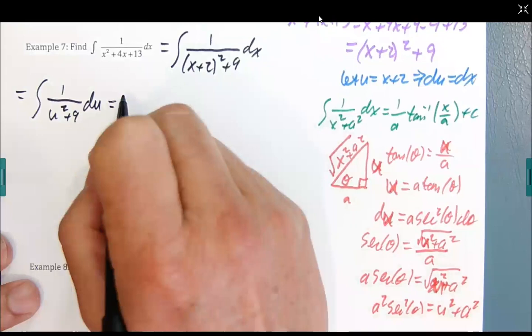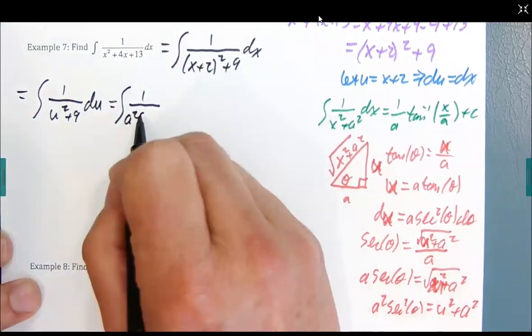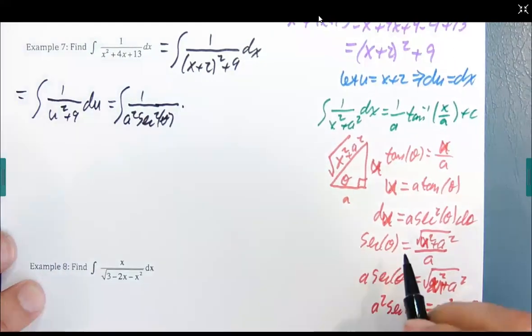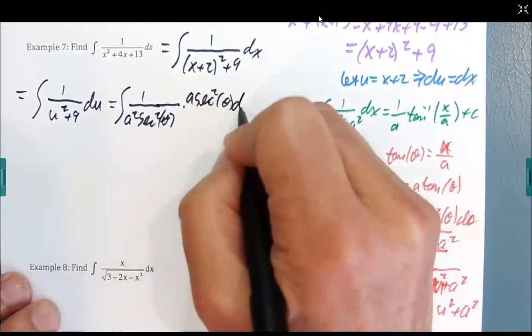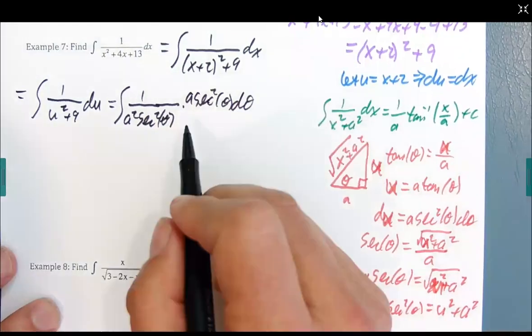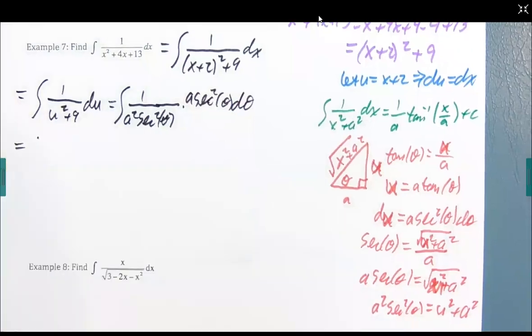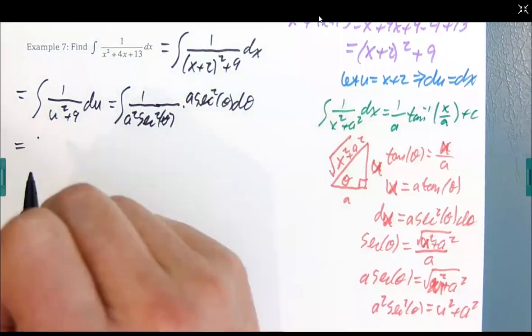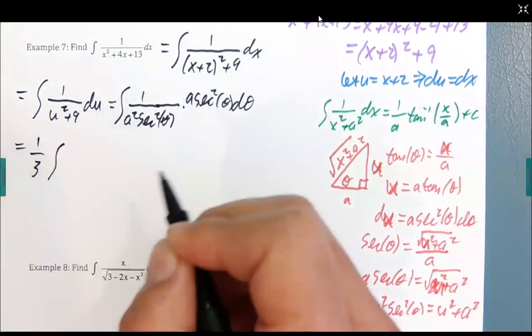This becomes the integral of 1 over, and there we are without the radical, a squared secant squared theta times the d theta, du, which is here, the a secant squared theta d theta. And you'll note everything except the 1 over a. Oh, I did it. That's a 9. So the a is actually 3 in this case. So notice one of the a's reduce out, so I'm left with a 1/3. And notice that the secant squareds are gone.